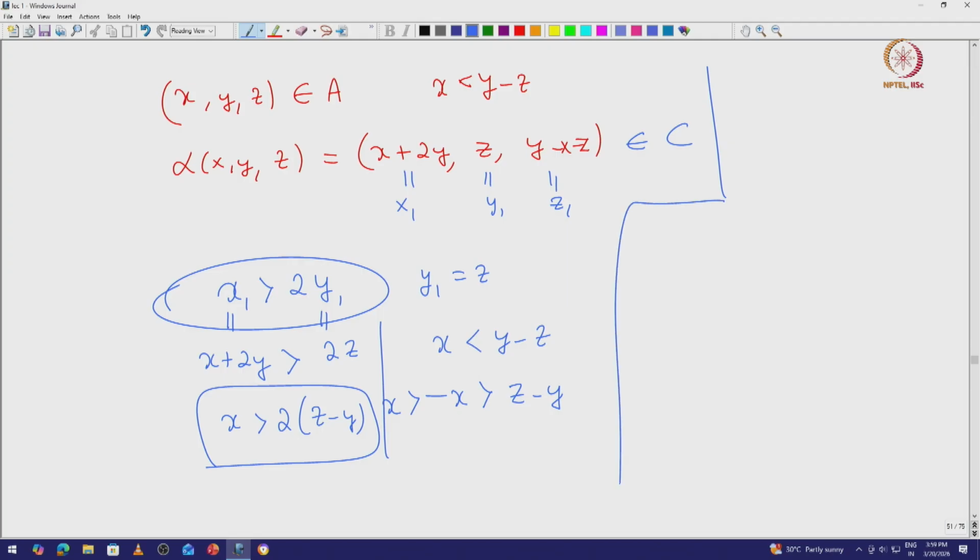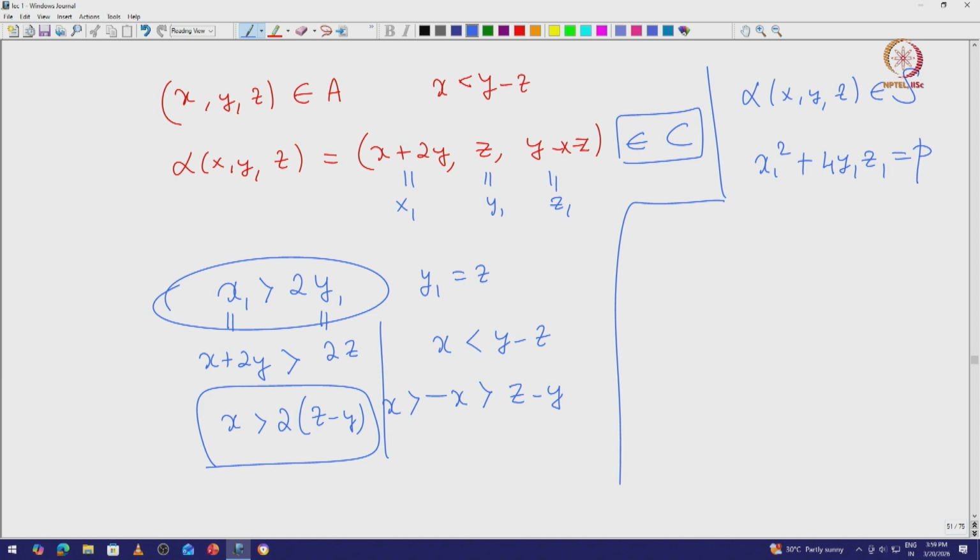Now, we need to check again alpha of x y is an element of S, not only checking this inequality, it is an element of S, that is something we need to check. That means x1 square plus 4 y1 z1 should be equal to again prime p. So, this is the most important thing.